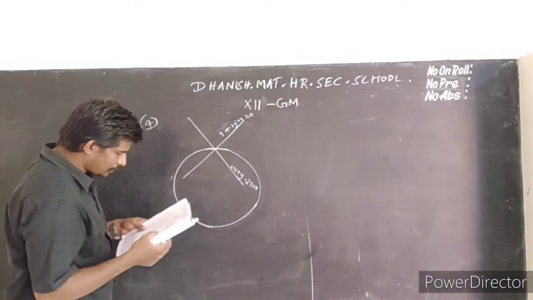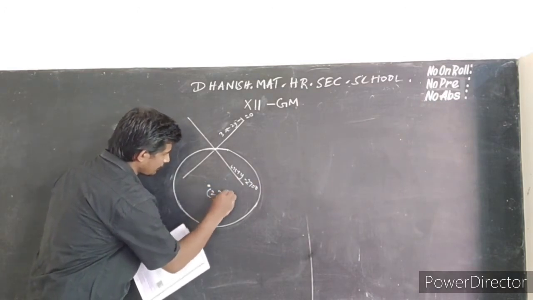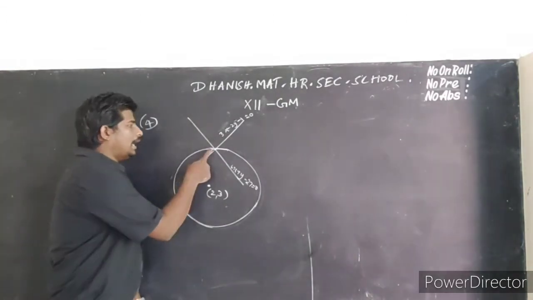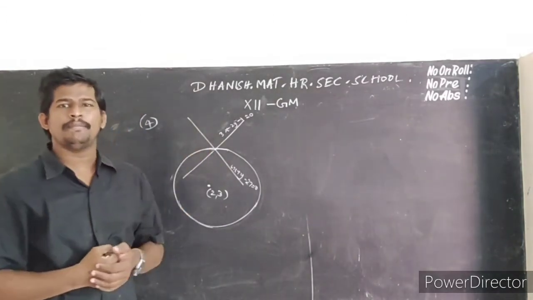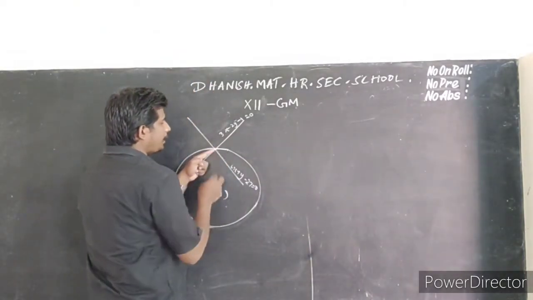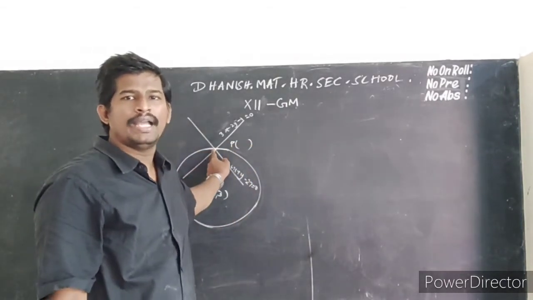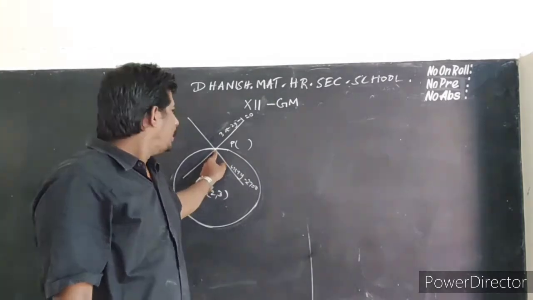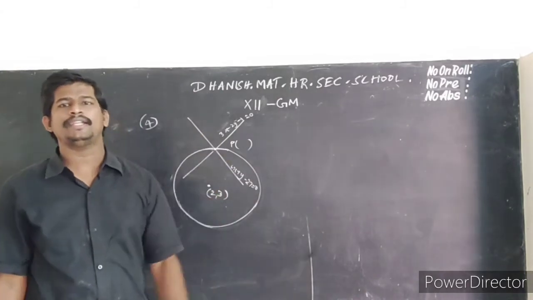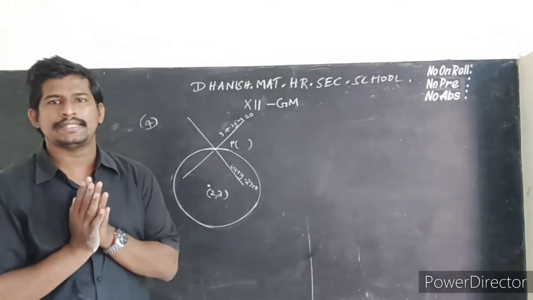Here our center is (2, 3). Our point of intersection can be taken as P. Here we are going to find the coordinates of P, the point of intersection of the two lines. I think you are all familiar with the point of intersection.